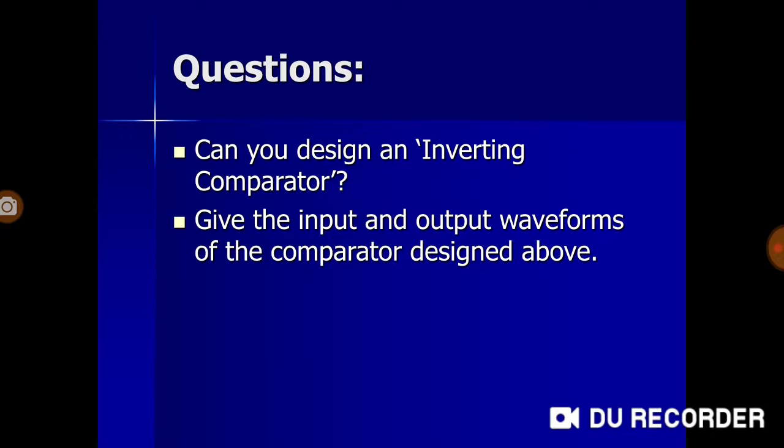The input and output reference waveforms will be for two levels of reference: one where V reference is positive, and another where V reference is negative. So please give it a try. If you can do that, that means perhaps you have already understood what has been discussed till now regarding comparators. I'll stop here. Thank you.